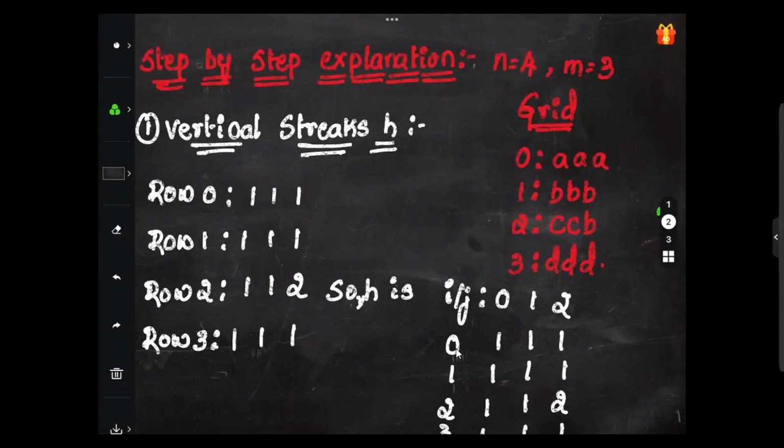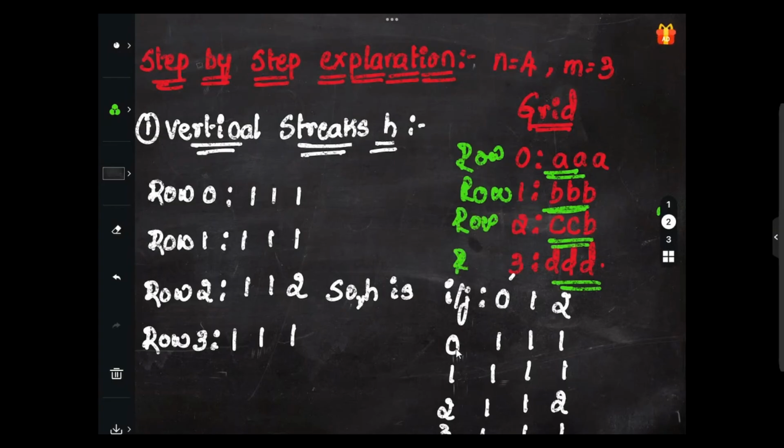First, we have considered the first example where n equals 4 and m equals 3. Let's see this step by step. Here we have the grid: row 0 is this one, row 1, row 2, and row 3. Vertical streaks height, so we can consider it in this way.